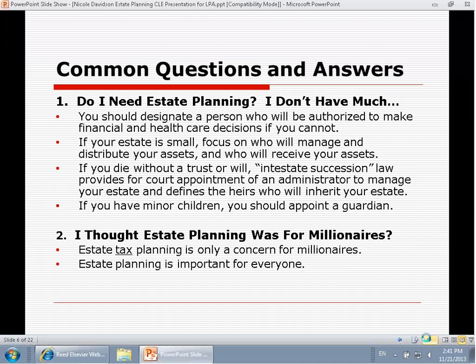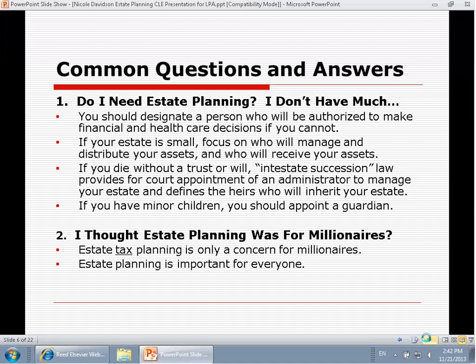If the estate really is small, then let's focus on who will manage and distribute assets. So the trustee or the executor or the financial agent under the power of attorney, who is that person that can be trusted to carry out that duty, and also who will receive the assets, the beneficiaries. If there is no trust or will in place, then California has already decided under what we call intestate succession law who will be the administrator that the court will appoint to manage it, and who will be the heirs that inherit the estate. Another important reason to do estate planning, if you have minor children, is to appoint the guardian for them.